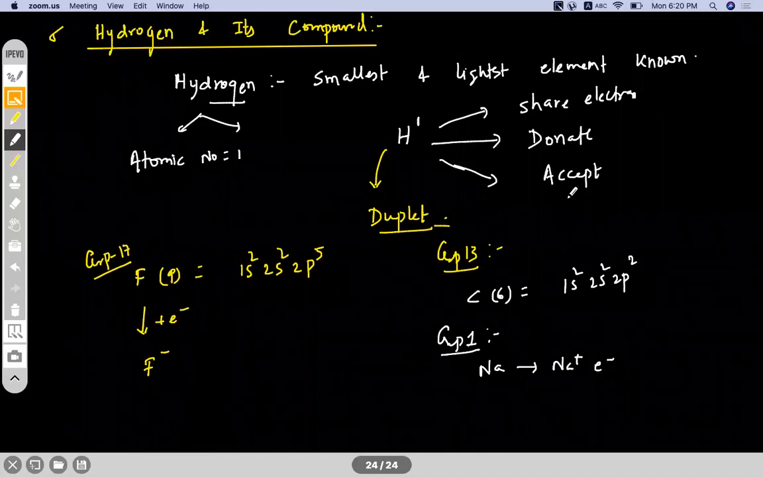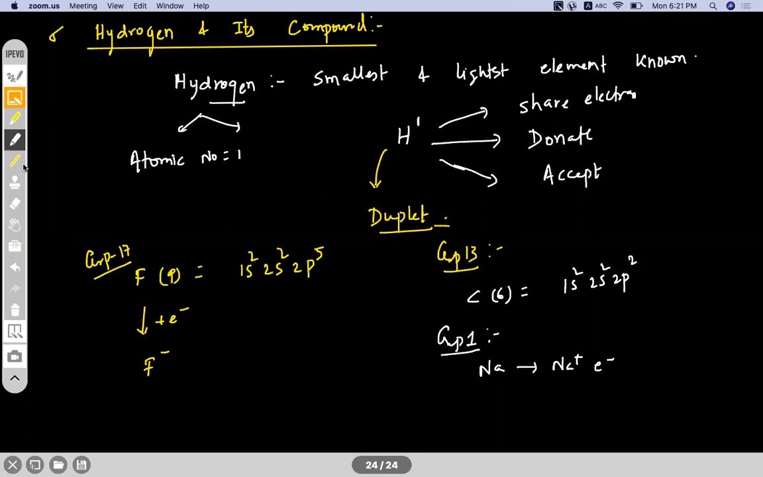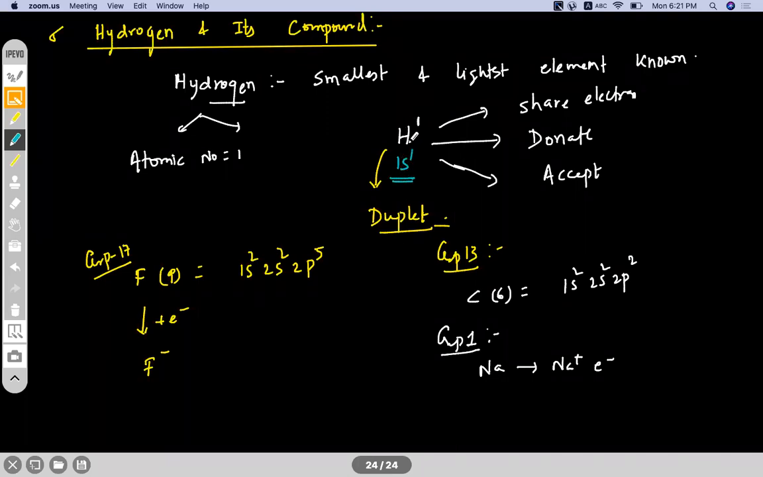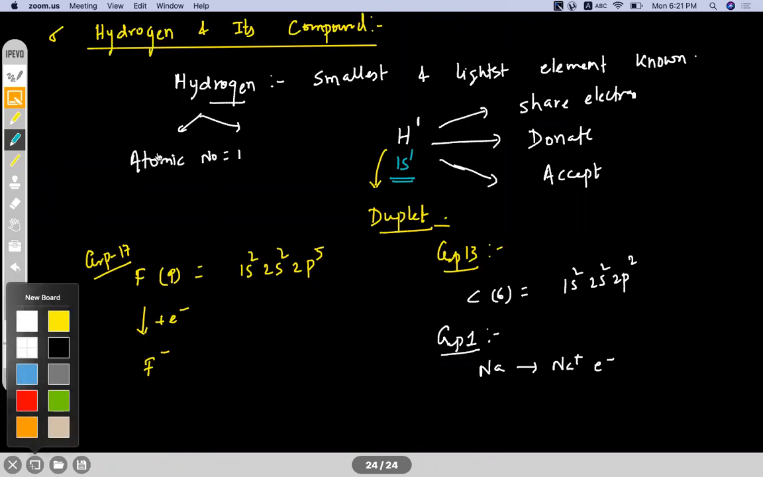Finally, we went with its electronic configuration, which is 1s1. Since all the elements of group 1 have valence shell configuration ns1, and hydrogen also has 1s1, we finally placed hydrogen in the first group. So hydrogen is placed in the first group, but hydrogen is not an alkali metal. It is placed with the alkali metals because of its configuration, but it is not considered to be an alkali metal.